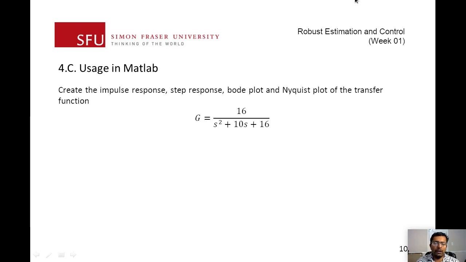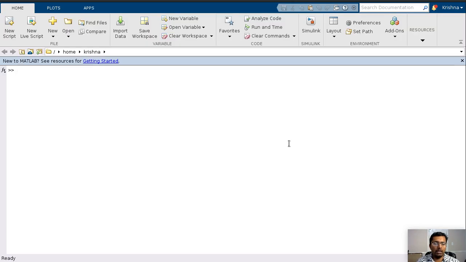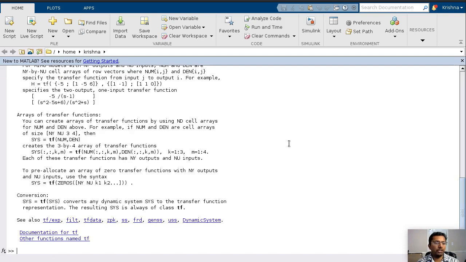So the function that we're going to use is known as TF, or transfer function, to actually create this transfer function. So I've already opened MATLAB over here. If you wanted to figure out what things are, we're going to type help and then TF, and then it tells you all of the help that is available for this particular function. In particular, how you're going to create this function, and how you would use it, and so on. And it also gives an example.